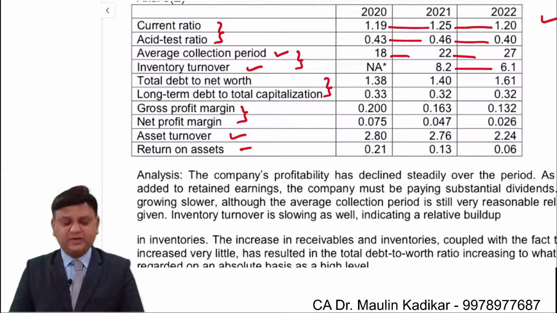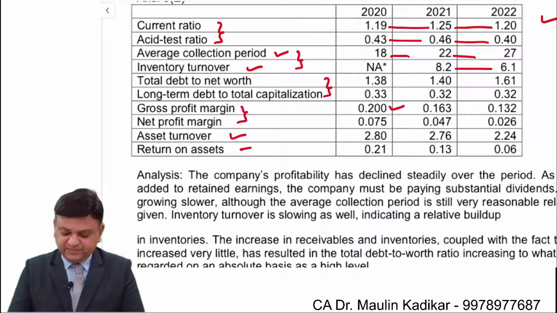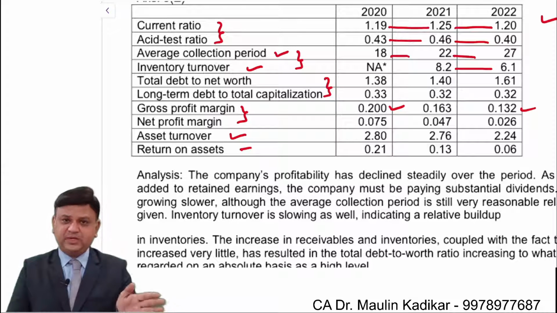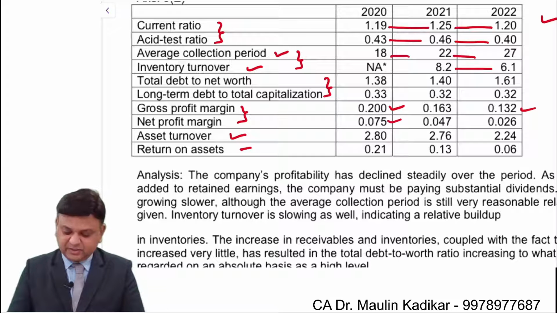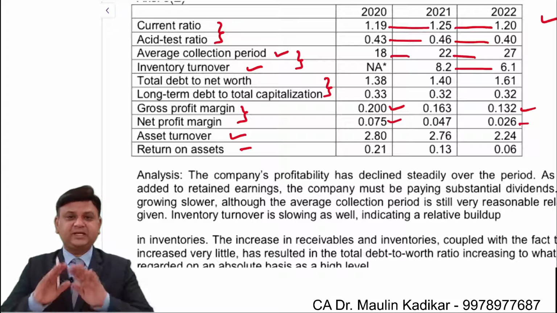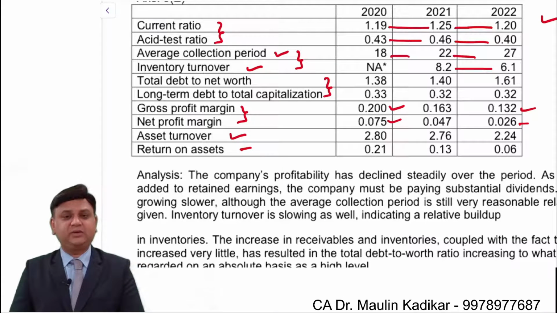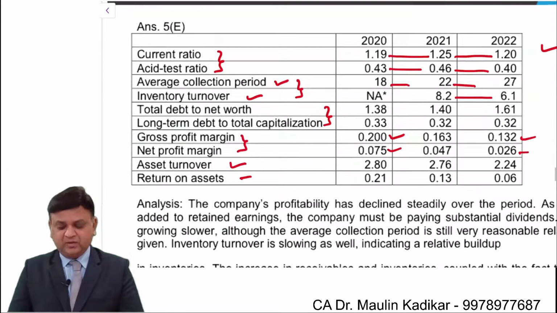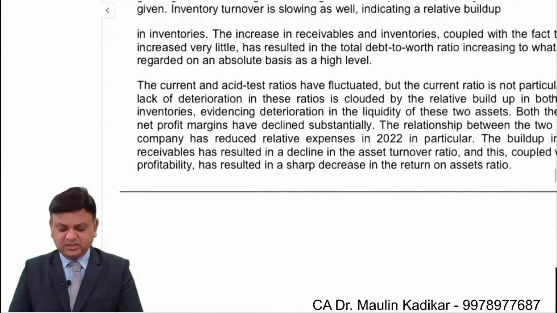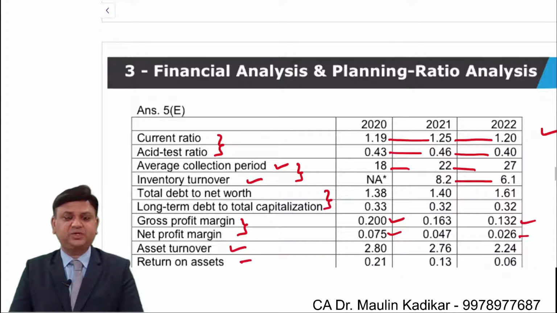That is the way we are required to pass comment. GP ratio has substantially declined, from approximately 20% to 13.2%. Net profit ratio is again declining, which is not a good sign. That is the way we are required to pass comment here. What I want to tell you is, just go through this. There is nothing great in this question.